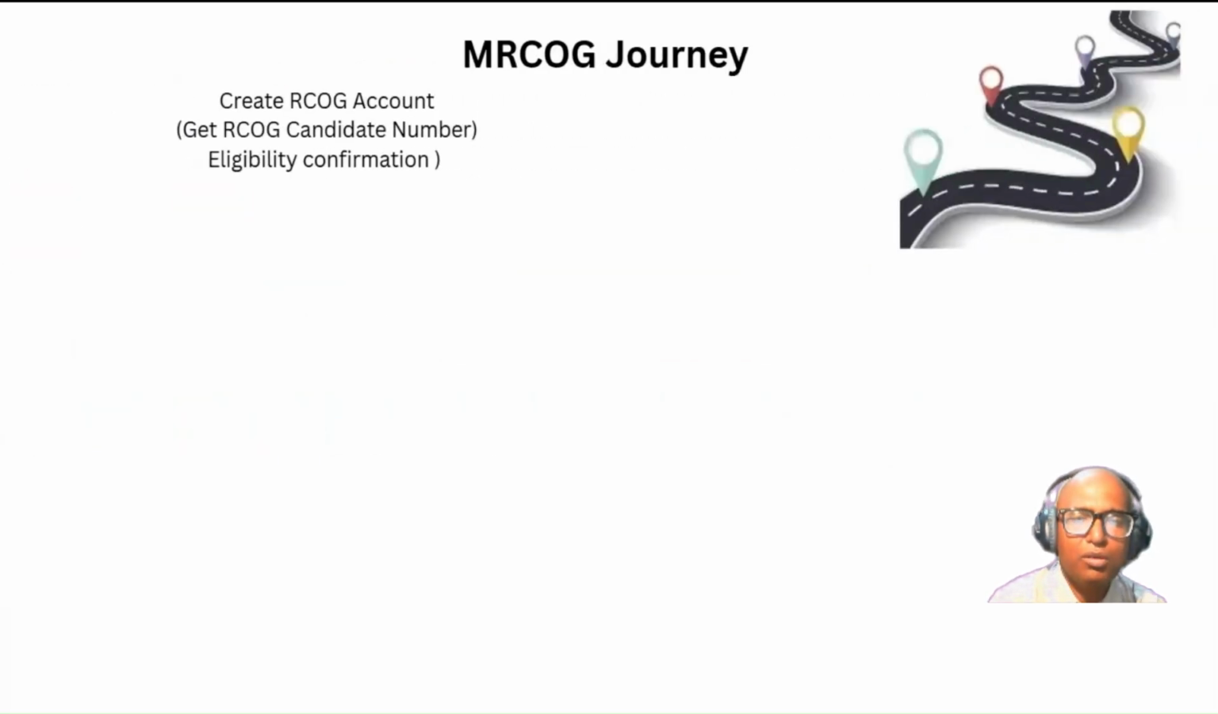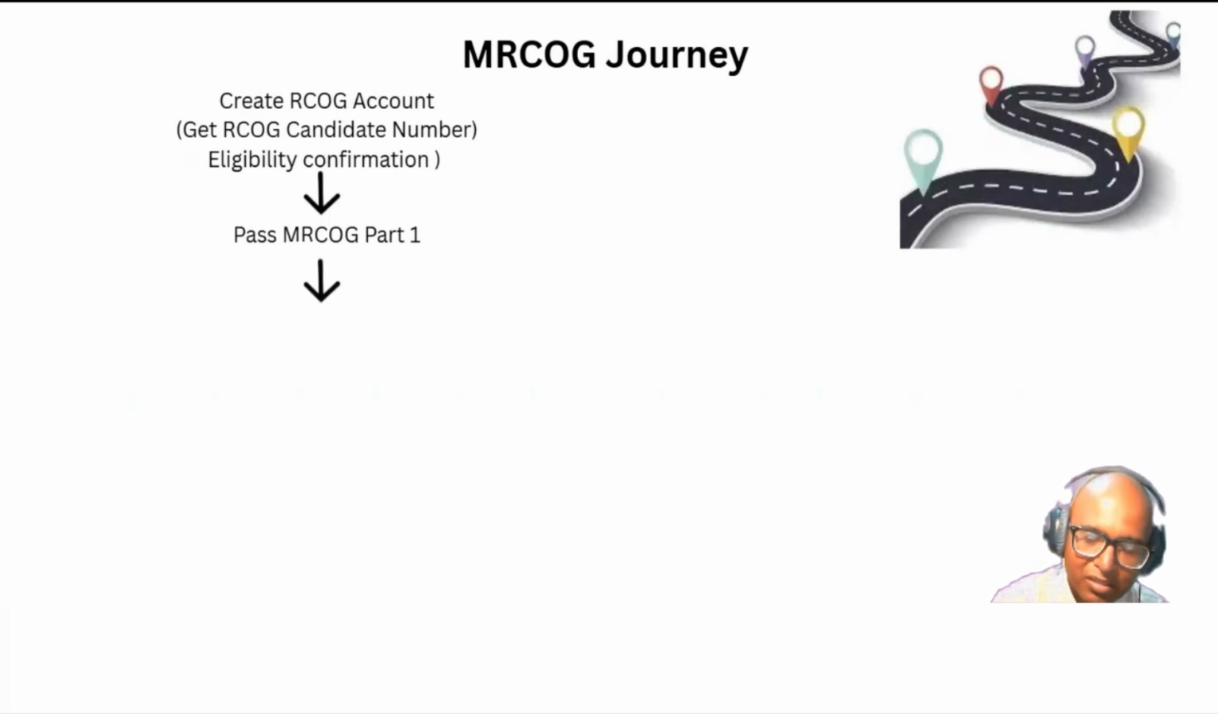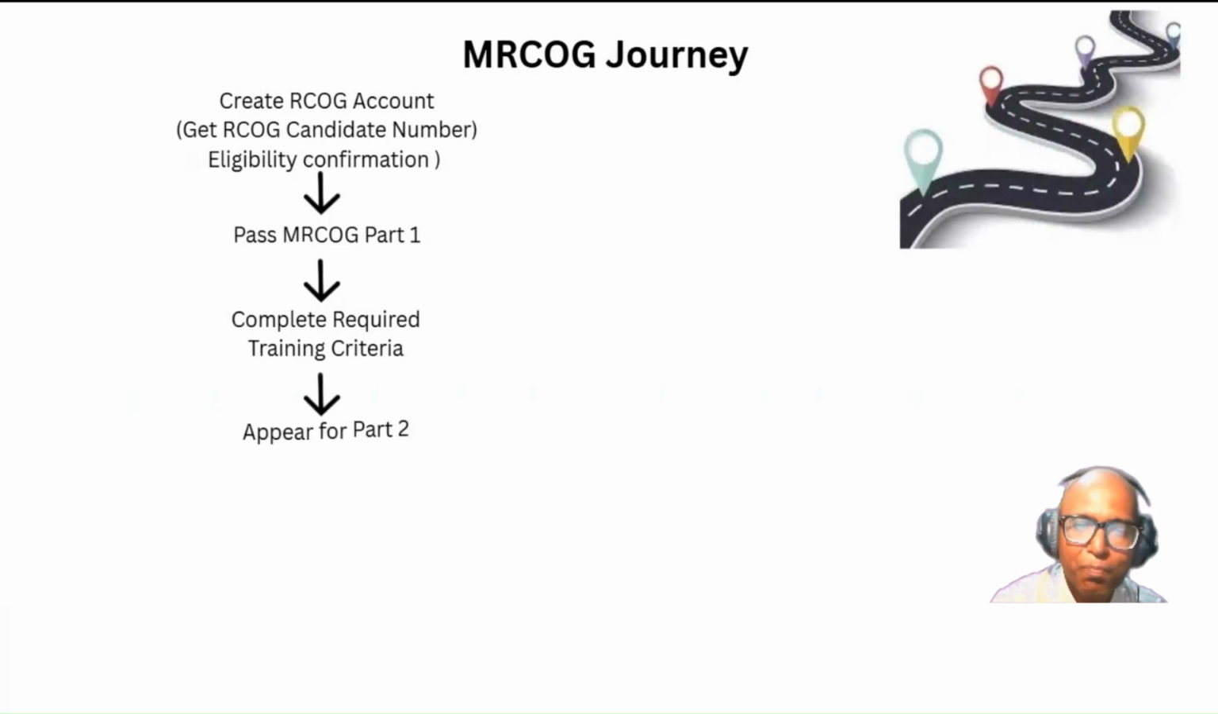Okay, so let us recapitulate our MRCOG journey. Our MRCOG journey started by creating an account with the RCOG. So we got our 6-digit RCOG candidate number first. Then we applied for the eligibility confirmation. Okay. So once our eligibility is confirmed, then we applied for part 1, clear our part 1 of MRCOG. We know that MRCOG has got 3 parts, part 1, part 2, and part 3. So once part 1 is clear, you are eligible for appearing the part 2. Once part 2 is clear, you are eligible for applying for part 3.